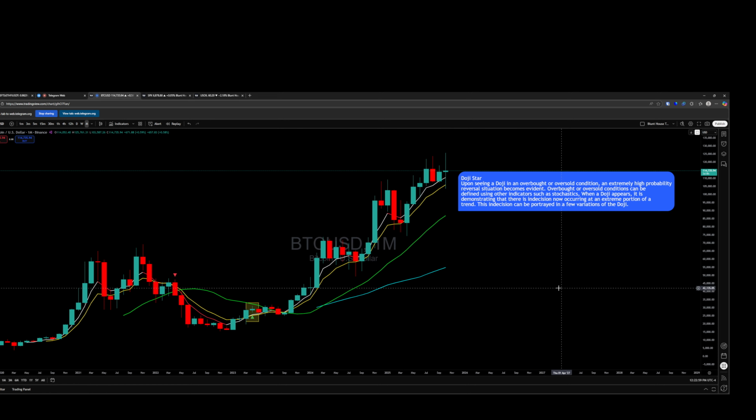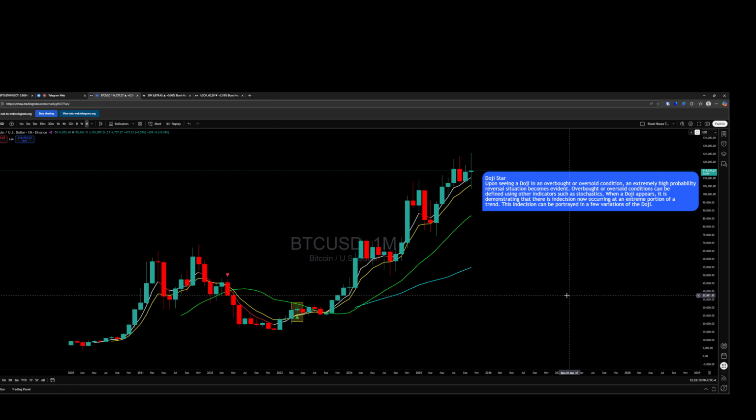There's all kinds. How does this form? This indecision is basically buyers and sellers pushing price up and down into a very, very, very narrow range, and it's appearing at an overbought area.